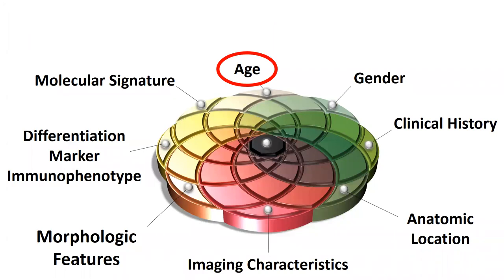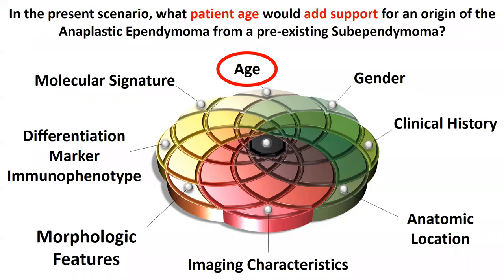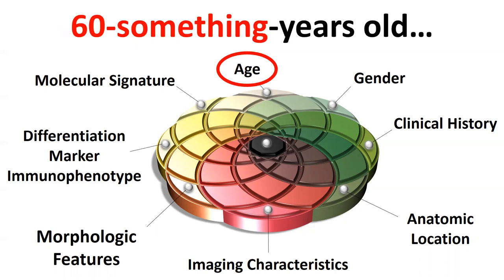Could age help us? Could it provide support or argue against this tumor arising? Yes. In the present scenario, what patient age would support origin from subependymoma? If I were to tell you this is a 6-year-old child, would that support the hypothesis of evolution from subependymoma? Well, the answer is 60-something. The patient's 60, 65, 66. That would support the hypothesis.